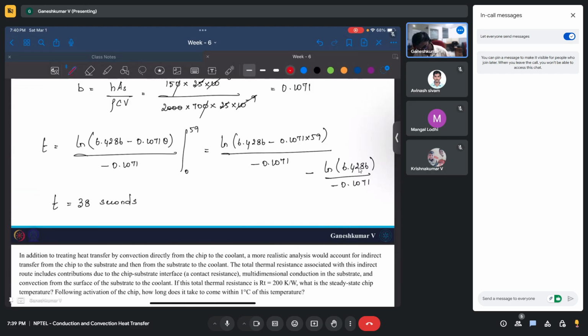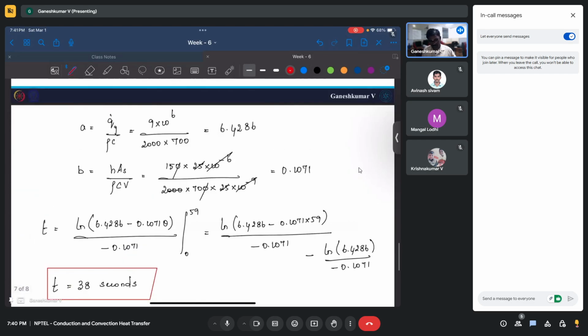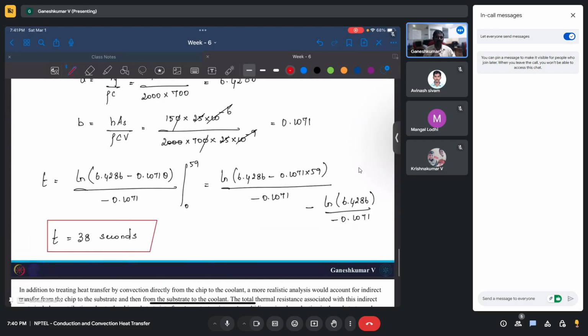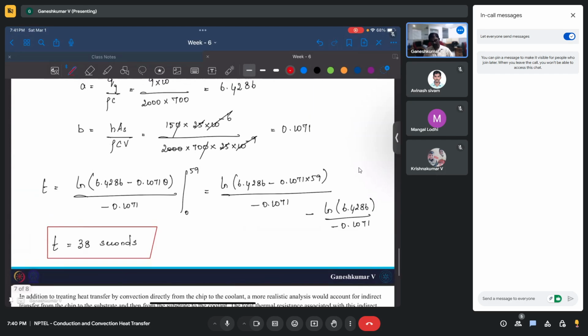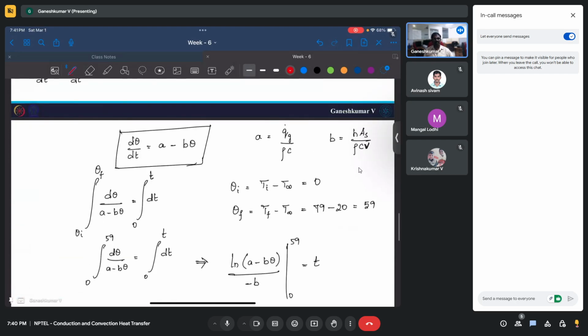Okay, so now let's say I want to know how much time it takes to reach steady state. What will I do? I'll just change this 59 to 60 and I get the steady state value. That's it. Or let's say I want to reach 30 degrees Celsius, from 20. I want to know how much time it takes to reach 30. You just change this T final to 30 degrees Celsius, and you will end up having your answer. 30 minus 20 would be 10, so theta f would be 0 to 10. You will integrate it from 0 to 10. That's it.